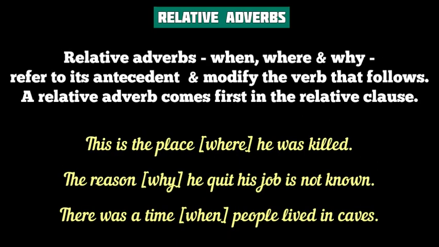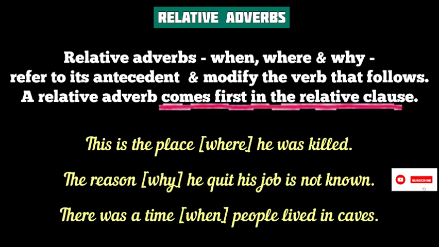Finally, we have relative adverbs. Remember, when, where and why are used as relative adverbs at the beginning of adjective clauses. A relative adverb refers to its antecedent or the preceding noun and modifies the verb that follows in the adjective clause. So I repeat, a relative adverb comes first in the relative or adjective clause. And we know that an adjective or relative clause is a subordinate clause that describes or modifies a noun in the principal clause. This is the place where he was killed.